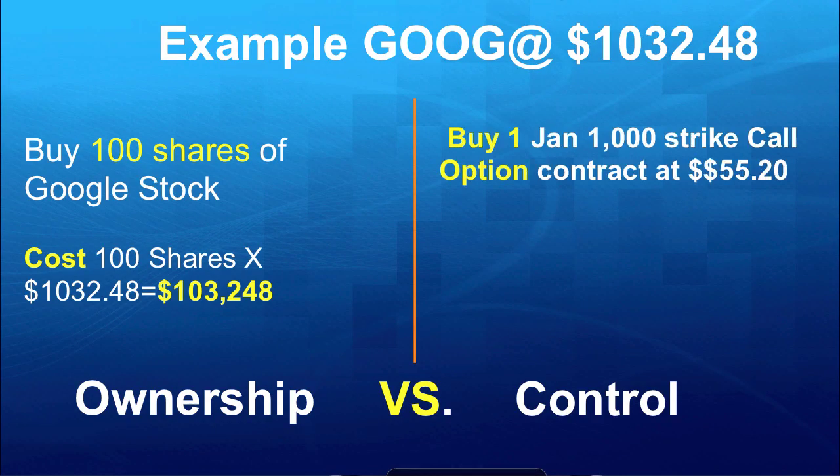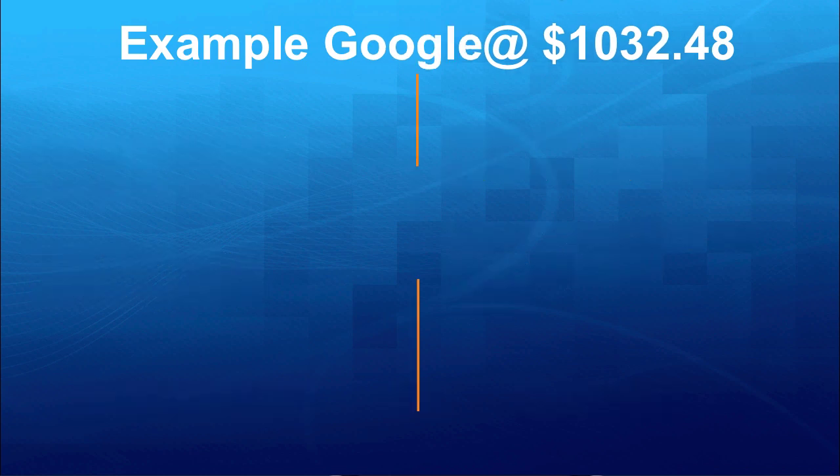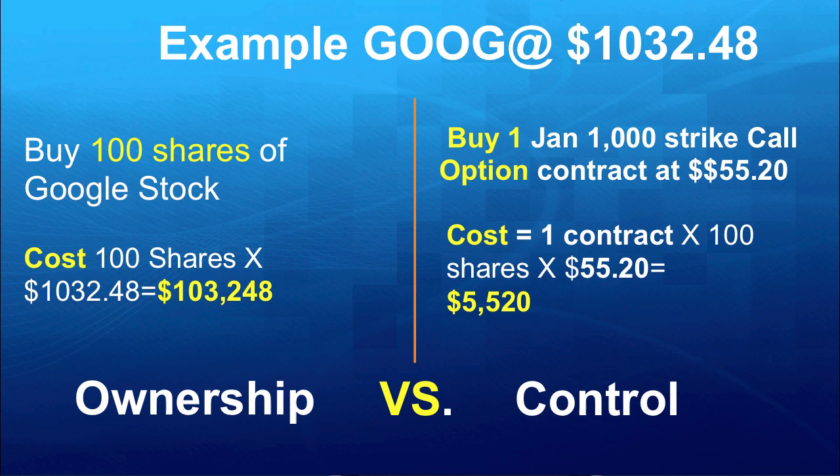All right. So let's get back. So look at the difference. I can either buy it for $103,248, or I can control it for $5,520. That is a big difference already. Does that make sense?